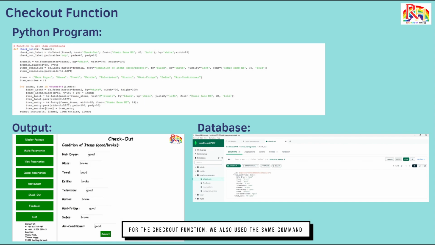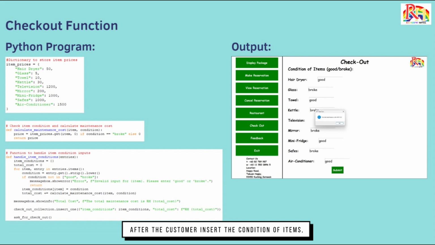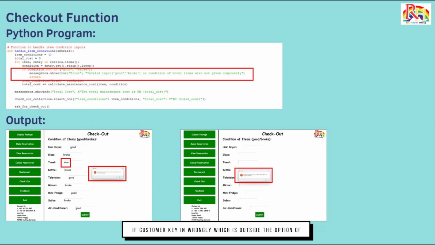For the checkout function, we also use the same command as the Make Reservation function, which is label and entry, for the customer to insert the condition of the items. Not only that, we also store the information in the database. After the customer inserts the condition of items, the total maintenance cost will be displayed in a message box. If the customer keys in wrongly, which is outside the options of good and broke, or doesn't key in anything, it will pop up error, invalid input good or broke, or condition of hotel items were not given completely.